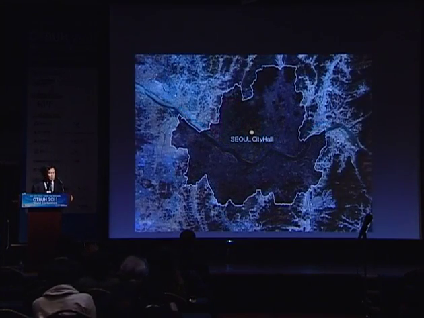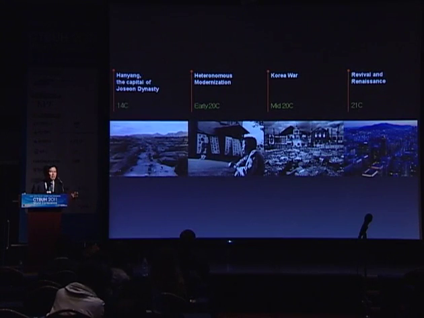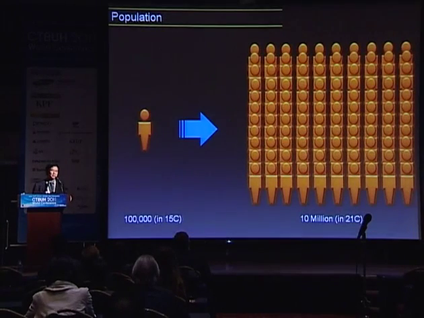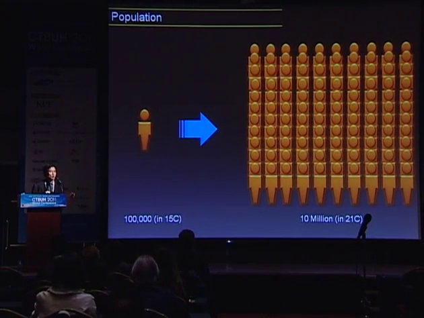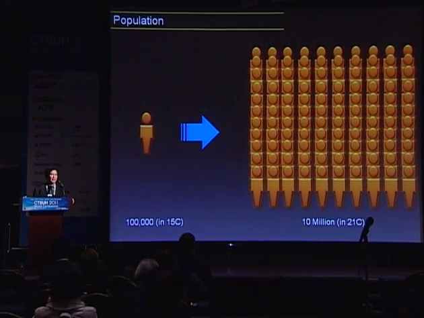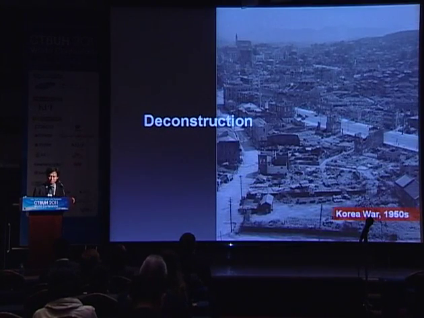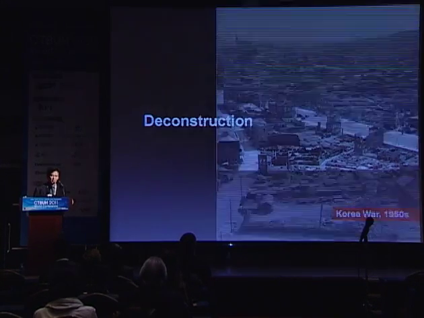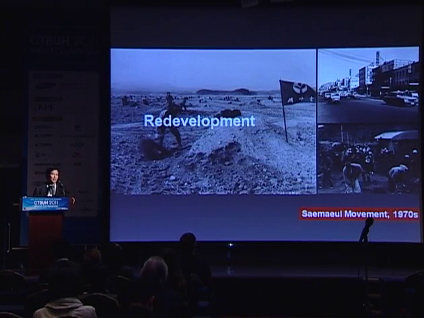Over those 600 years, the cityscape changed from the ancient era to a modern city. Population-wise, at the beginning as the capital of the Joseon dynasty it was almost 100,000 people, and nowadays it is more than 10 million inside the city only. That's almost 100 times the population. But unfortunately, most of the city was destroyed during the Korean War in the 1950s.